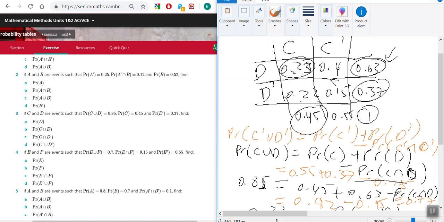With probability tables, you do have to understand how to use the addition rule, otherwise you'll get in trouble. It's great if they give you all the information to fill in the table, but otherwise you have to work on it. Hopefully that helps.